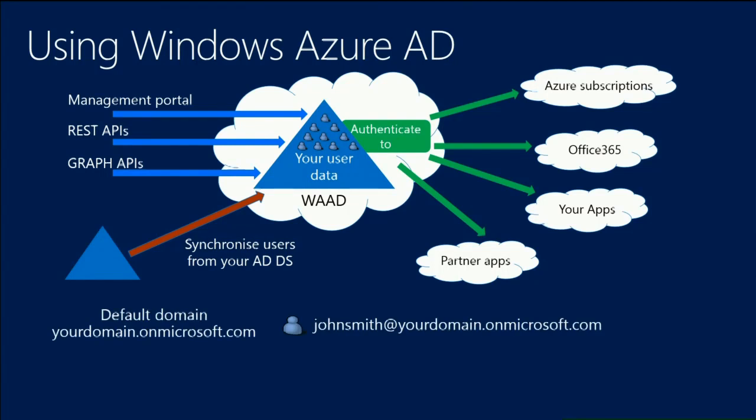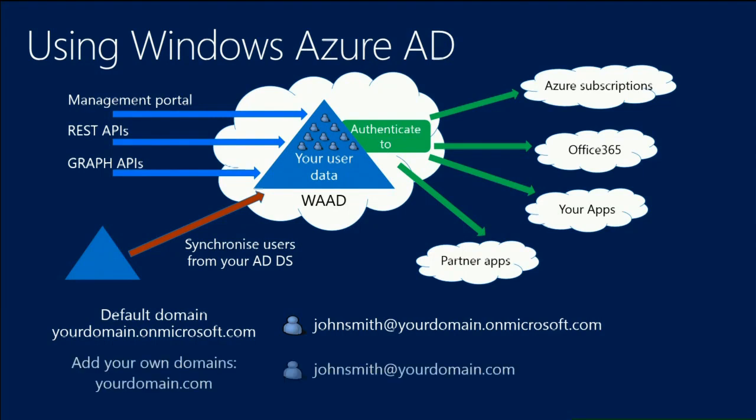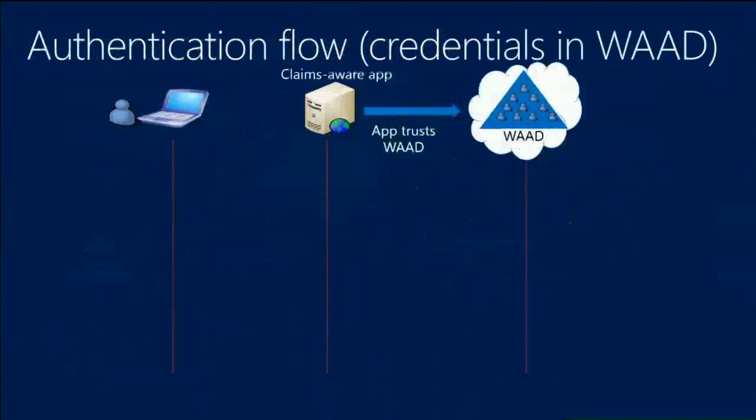When you sign up, you will get an account which is something like John Smith at onmicrosoft.com, but you can add your own domains. So you can actually use logons that everyone's familiar with.